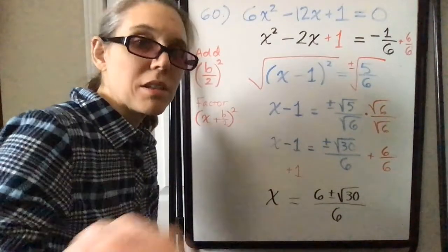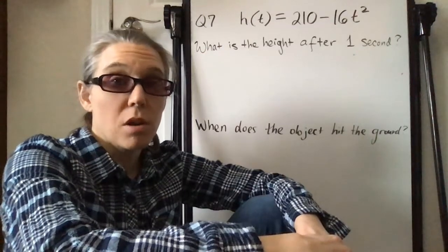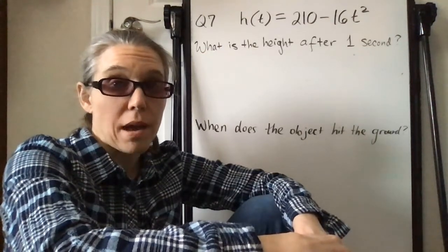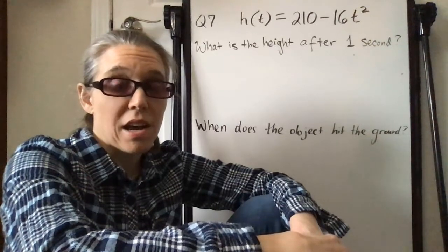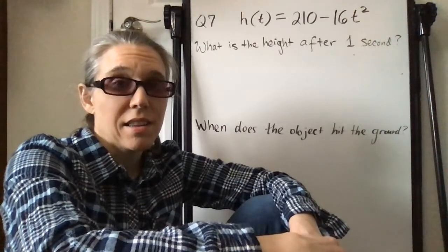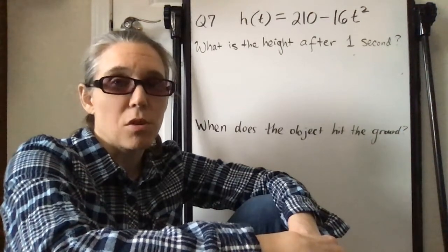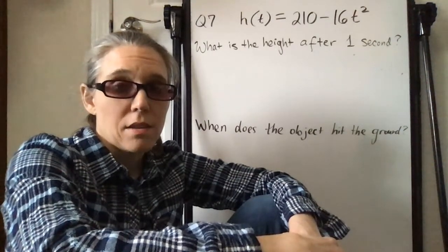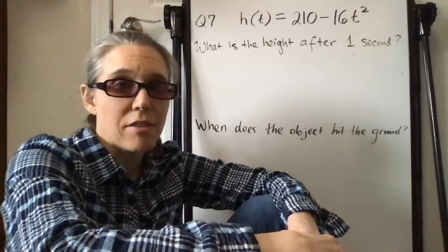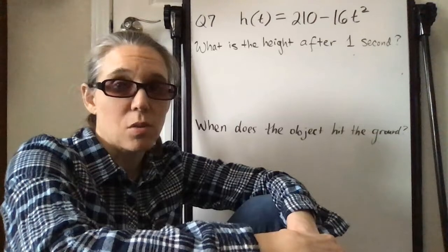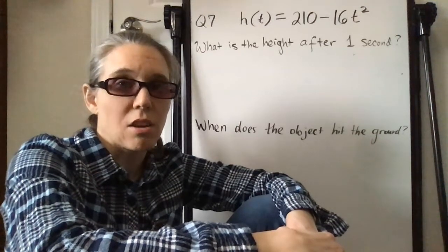So next I want to do some examples from my open math. Okay, here we have a word problem, question number 7 from my open math. We have an object that has been dropped from a height of 210 feet. The height of the object after t seconds is given to us by the formula provided in the problem. This is a two-part question. The first question is going to be the height after a certain amount of time, in this case after 1 second. And then we have a second question, when does the object hit the ground?